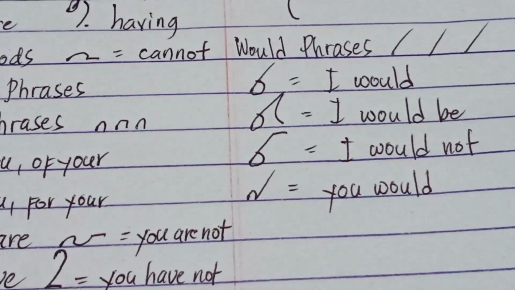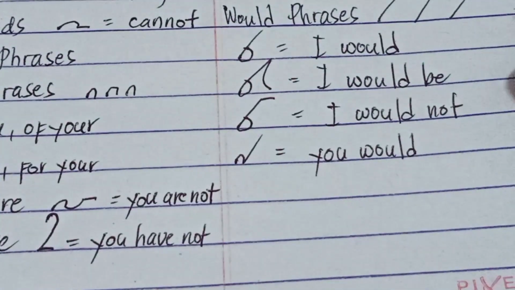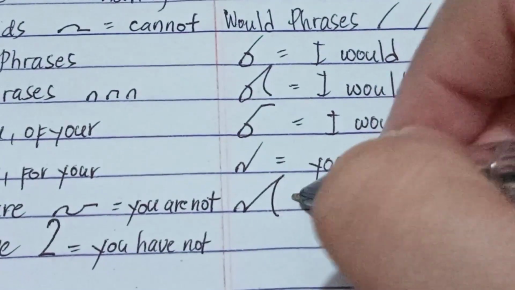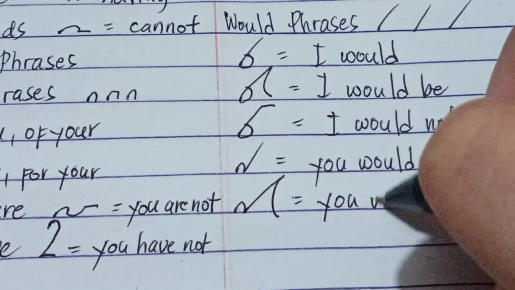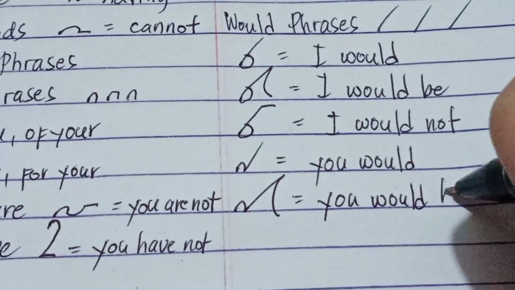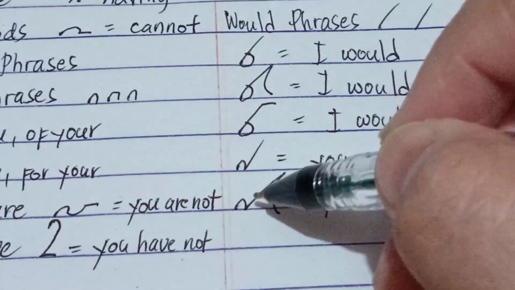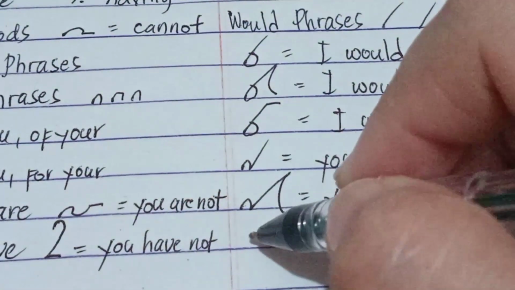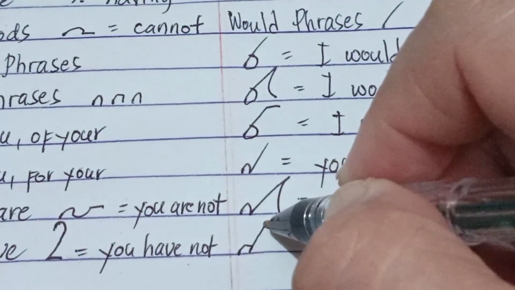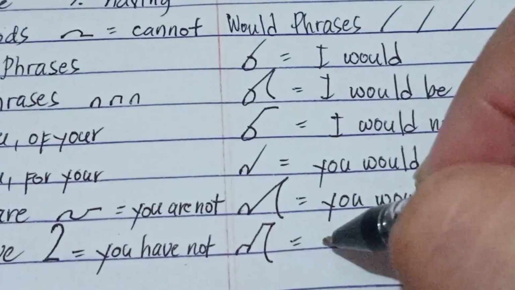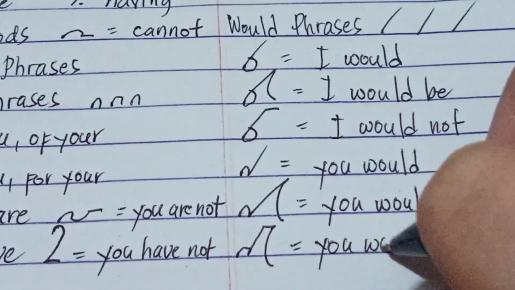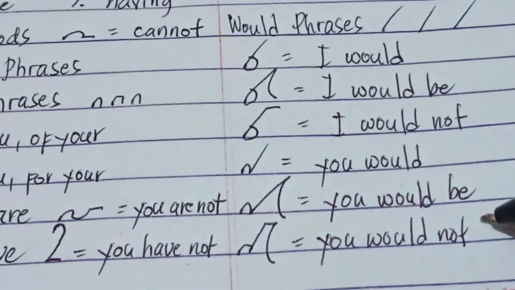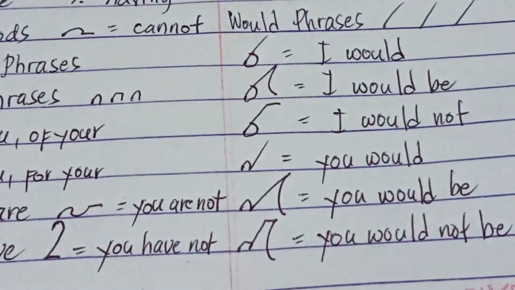If I write you and would, so this is you would. How about if I write you would be? So this is you would be. Saan po yung you? This is the you, this is the would, and this is the be. Another, if I write you would not be, so this is you would not. Ito po yung not. And this is the be.